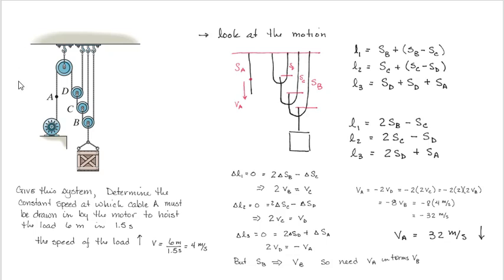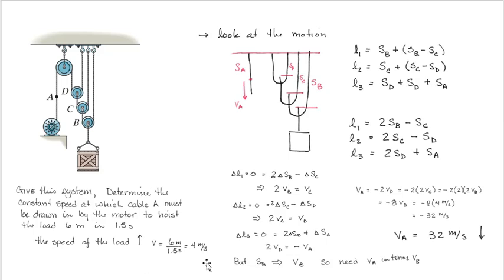Now, one of the things we didn't talk about in general physics, but in a lot of general physics texts, and as we start getting into engineering, we talk about mechanical advantage. And having these pulleys really relates to that mechanical advantage, which is one of the reasons why we use pulley systems. So we're given this system, and we want to determine the constant speed at which cable A must be drawn by the motor to hoist up this load 6 meters in 1.5 seconds.